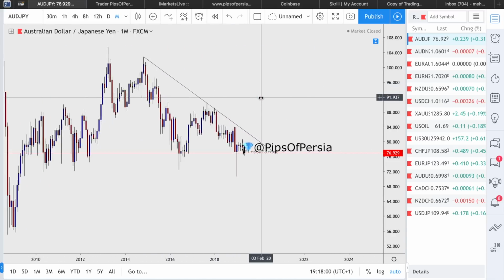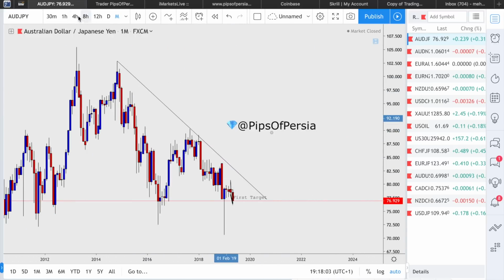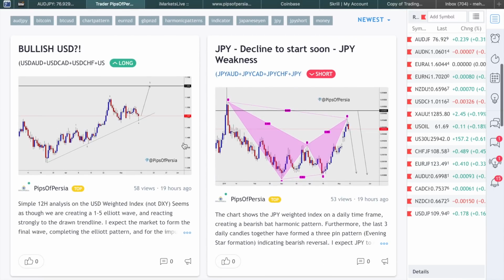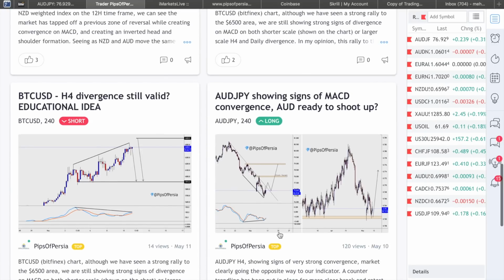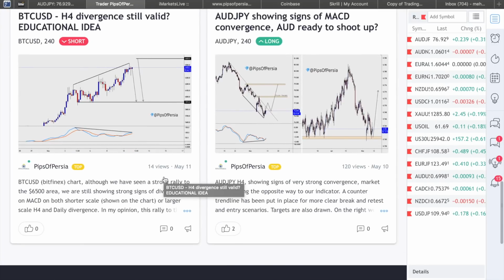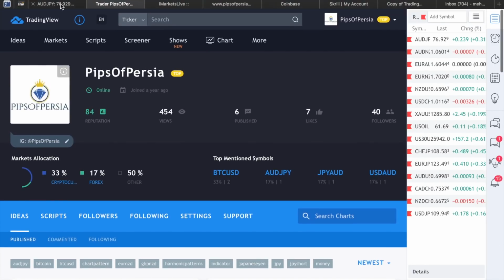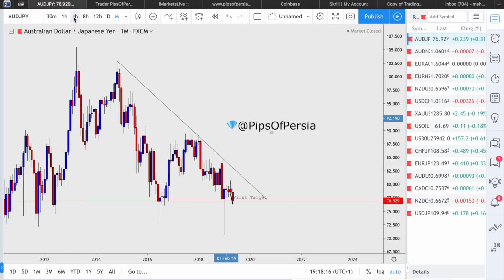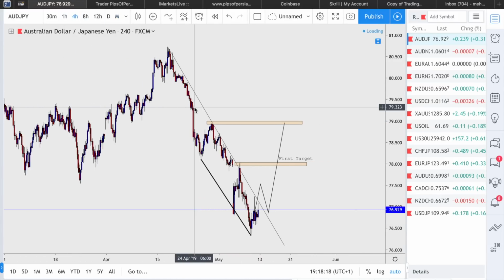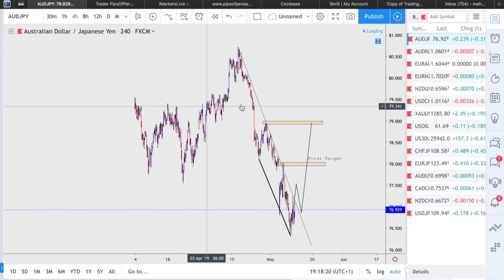To start with Australian dollar versus Japanese yen, the detailed description of how come I'm bullish on Australian dollar and how come I'm bearish on Japanese yen, again, as explained, is covered on my UK Tradingview link in the description. But this is, in my opinion, a very perfect opportunity to buy into AUD/JPY.